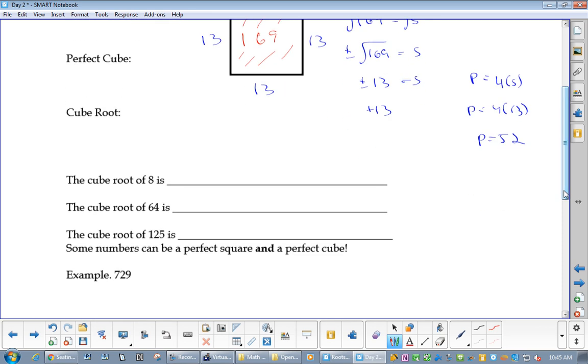Okay? Now, we haven't talked about a perfect cube. So a perfect cube would be like 8, because it's 2 times 2 times 2, three identical numbers multiplied. Another perfect cube is negative 8, because it's negative 2 times negative 2 times negative 2.